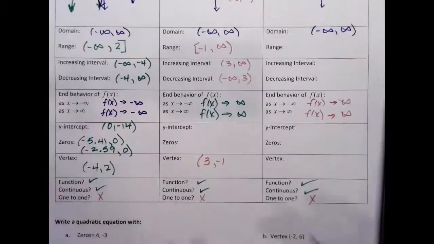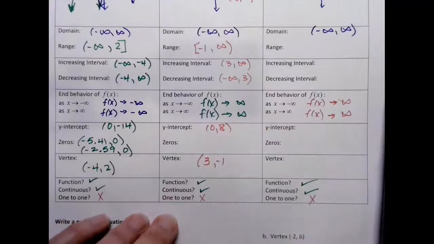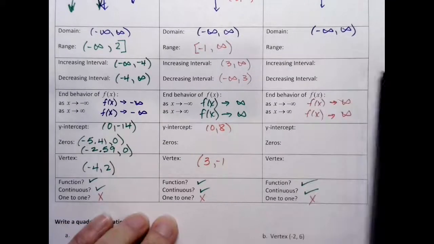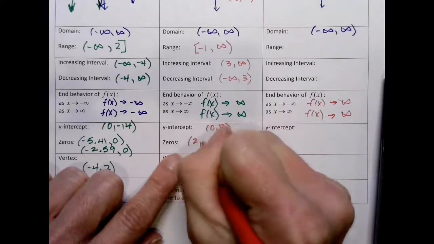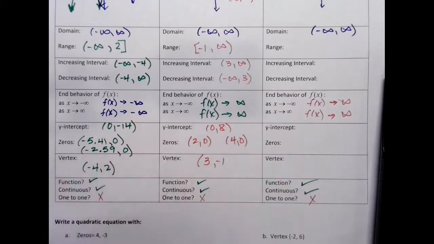Y-intercept, I can find that when 0 goes in, 8 comes out. And this one's pretty cool. I can see both of my zeros there, 2 and 4. So 2 goes in, 0 comes out, 4 goes in, 0 comes out.